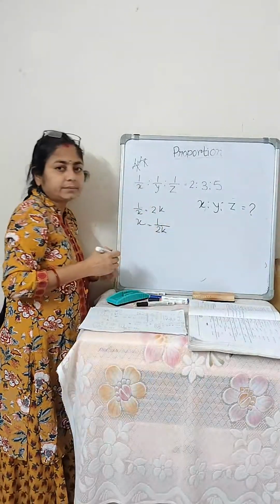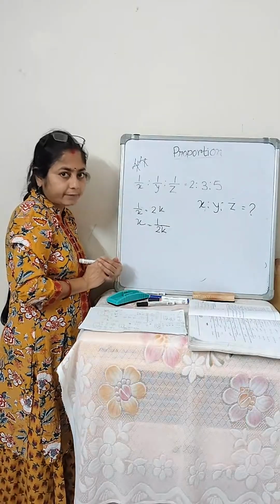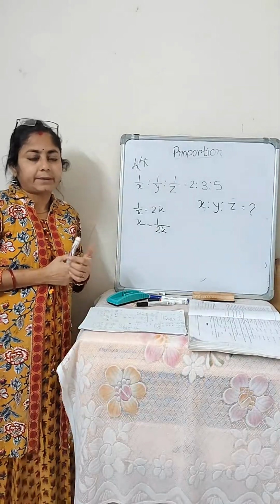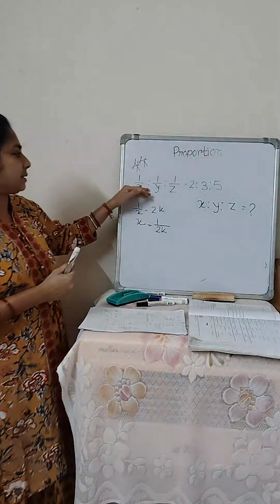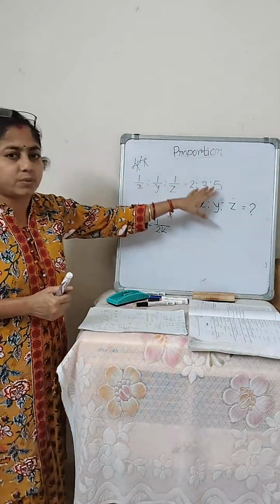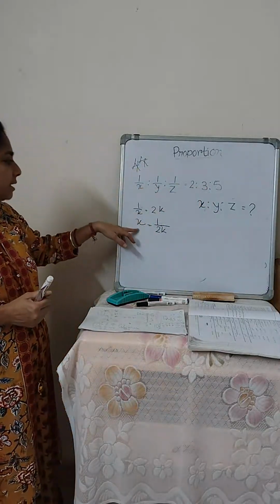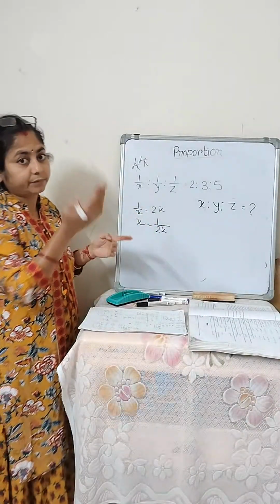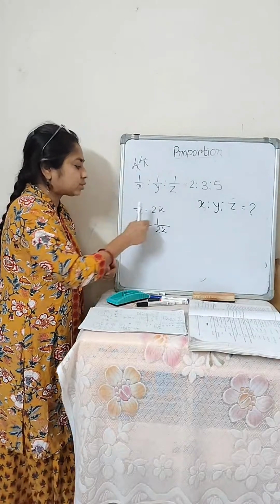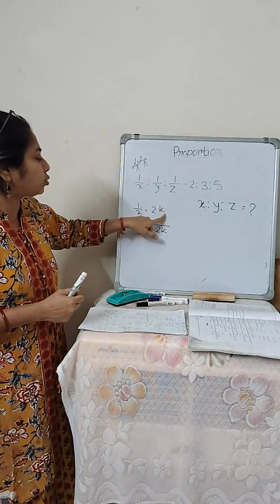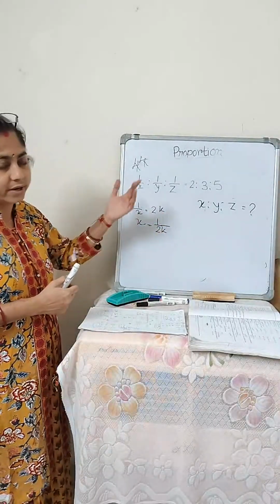Is it clear? If anybody has any doubt, please write in the chat box. Then I repeat it one more time. 1 by x is equal to 2k, because 1 by x, 1 by y, 1 by z, this one. K is a variable, as I told in the previous maths. So x is equal to 1 by 2k. If 1 by x is 2k, then x is equal to 1 by 2k, it is reciprocal.